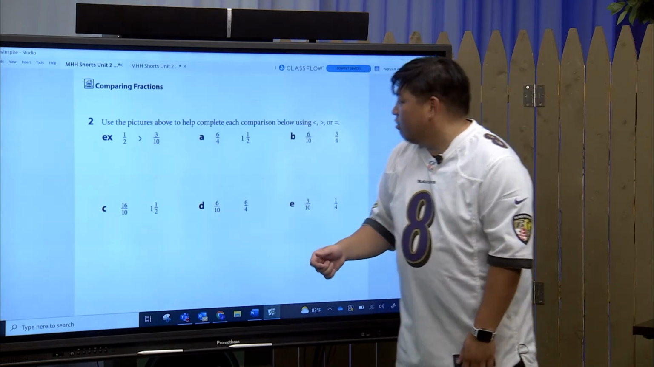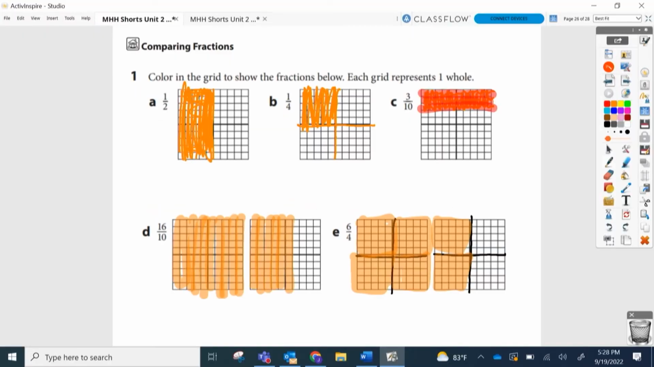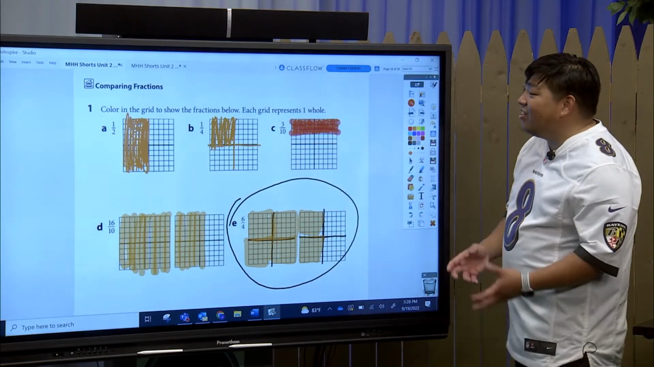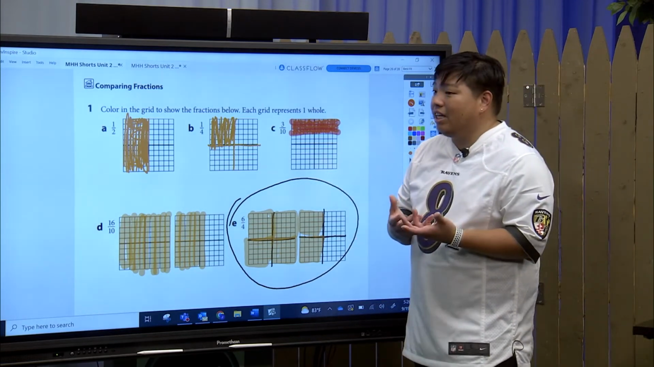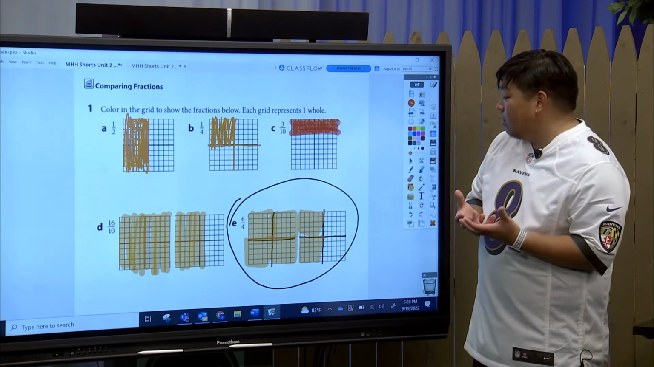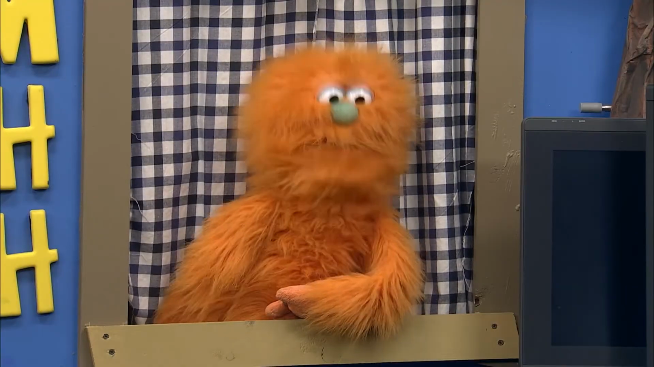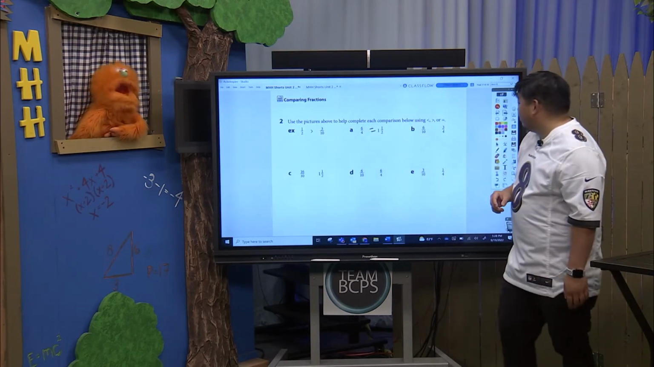Sounds like a plan. So 6 fourths and 1 and 1/2. So we have 6 fourths here and 1 and 1/2. It's funny because that's literally the conversation we were having as we were shading this in, is we were reflecting on that, and we said 6 fourths looks to be exactly the same as 1 and 1/2. So that means they're going to be equal.